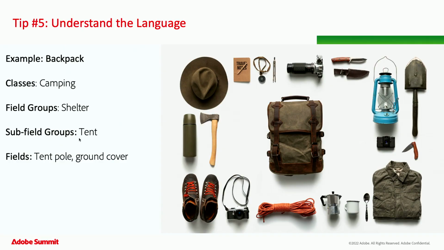So a tent pole, ground cover, rain fly, all of those are your actual fields. So your fields roll up into your subgroups and to your groups, and they all kind of fit into a class.